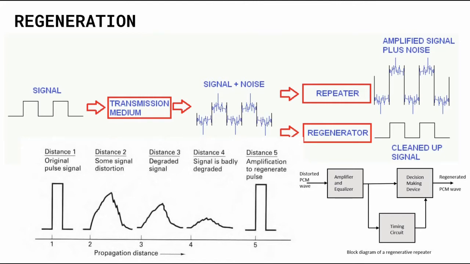If the sampled value is greater than the present threshold value, the decision making device is enabled. Thus, for example, in a PCM system using non-return to 0 unipolar signaling, the decision making device takes a decision in every bit interval as to whether or not the pulse is present. If the decision is yes, the new pulse is sent to the next repeater. If the decision is no, there is no pulse sent.